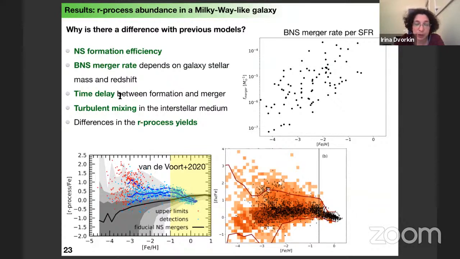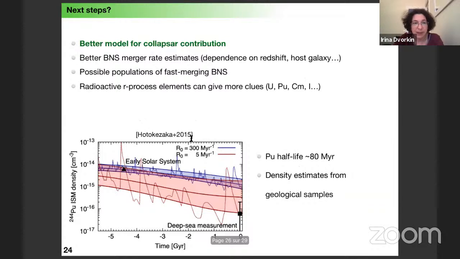The time delay distributions in our model are different from the time delay distribution in previous numerical models as well. We have a different description of turbulent mixing, obviously. There are also some differences in our process yields, but there is a lot of work left to actually compare the models or gain some better understanding about the role of binary star mergers.